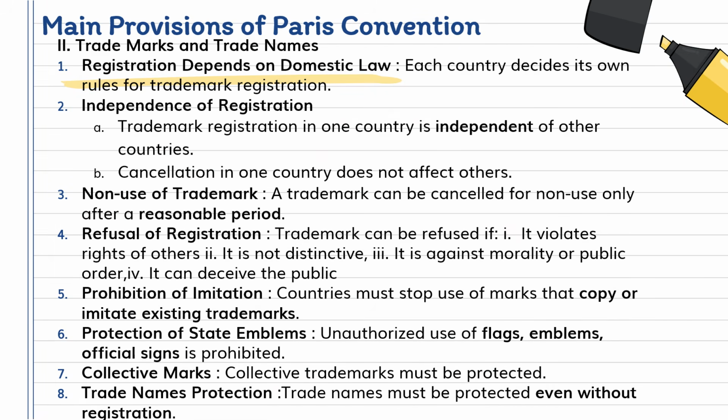Fifth point, prohibition of imitation. Countries must stop the use of marks that copy or imitate existing trademarks. Sixth point, protection of state emblems. Unauthorized use of flags, emblems and official signs is prohibited. Seventh point, collective marks. Collective trademarks must be protected. Eighth, trade name protection. Trade names must be protected even without registration.